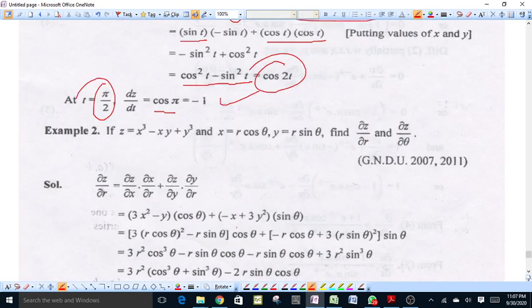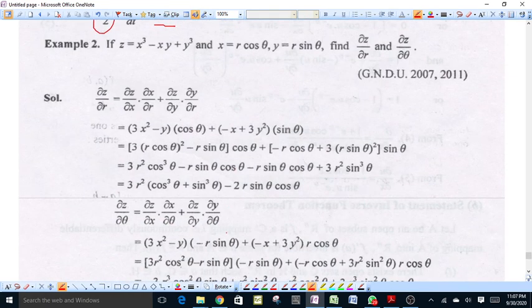Now we take another example. Suppose z is equal to x cube minus xy plus y cube and x is equal to r cos theta, y is equal to r sin theta, then we have to find curly z upon curly r and curly z upon curly theta. Now curly z upon curly r will be equal to curly z upon curly x into curly x upon curly r plus curly z upon curly y into curly y upon curly r.